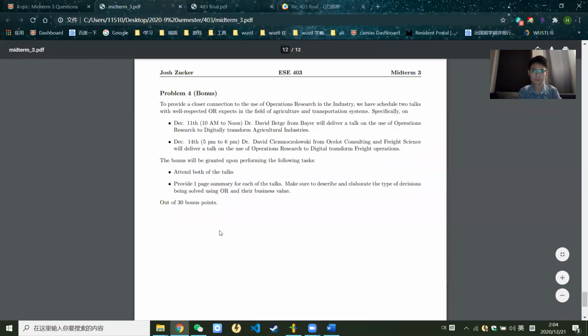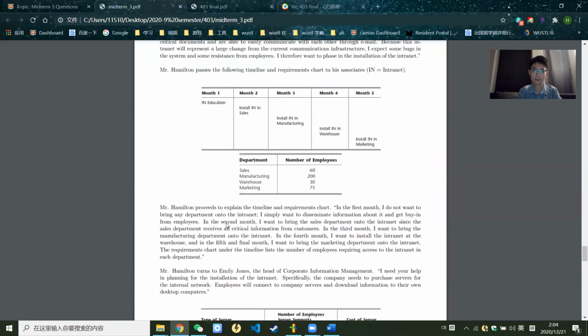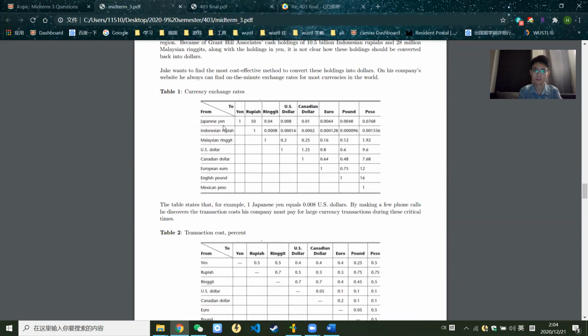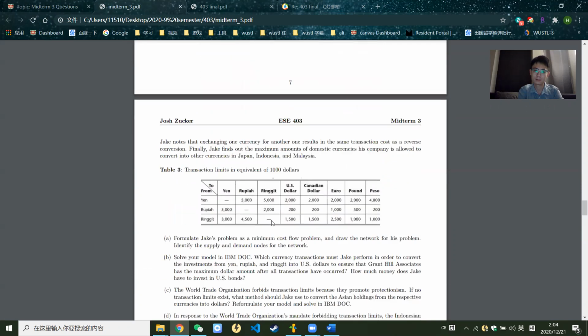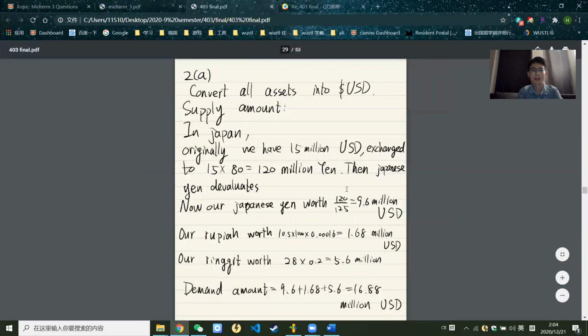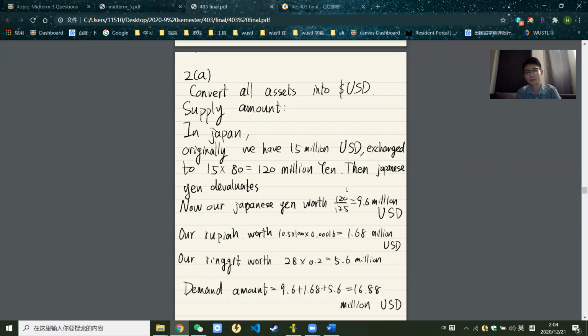So for problem 2, basically we have money in different countries, including Japan, Indonesia, and Malaysia. We would like to transfer all these monies into US dollars and try to minimize the transaction cost, and we are constrained by the transaction limits. Firstly, we convert all the currencies into US dollars.